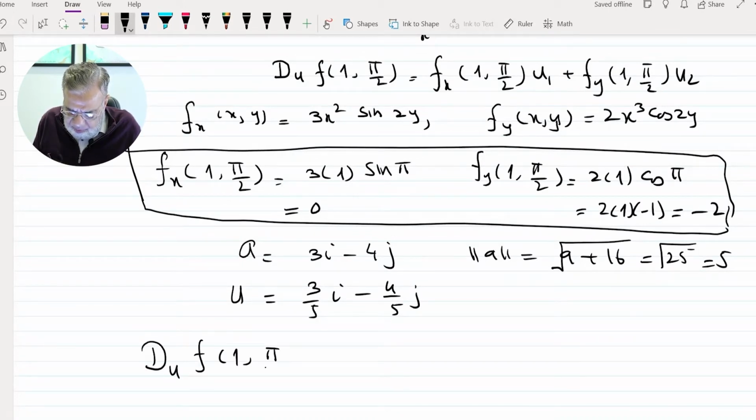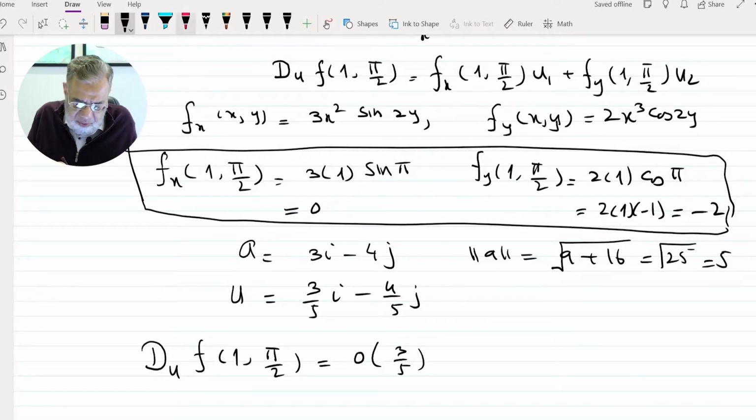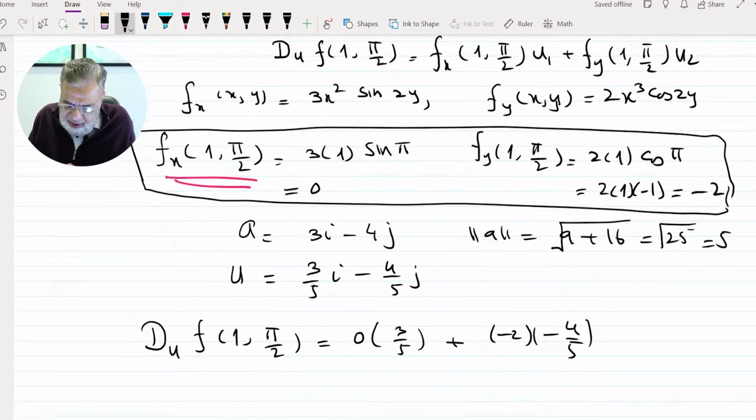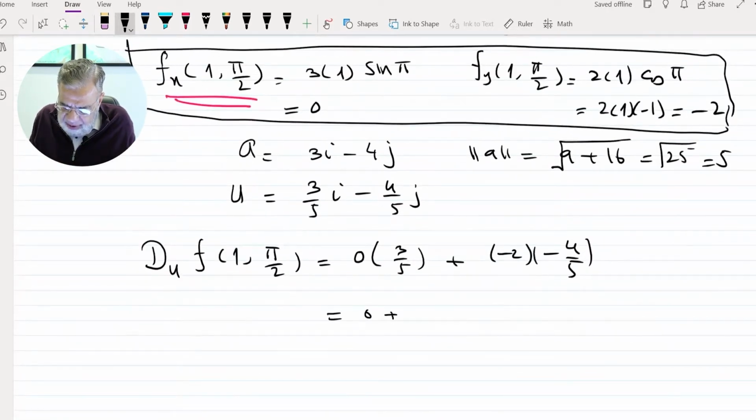Now I substitute the values in the directional derivative of the function at the point (1, π/2). So this is equal to 0 into 3/5, since the derivative of the function with respect to x is 0. Then plus the derivative of the function with respect to y, that is minus 2, into minus 4/5. We simplify this and get 0 plus 8/5. So the directional derivative of the function at the point (1, π/2) in the direction of vector u is 8/5.